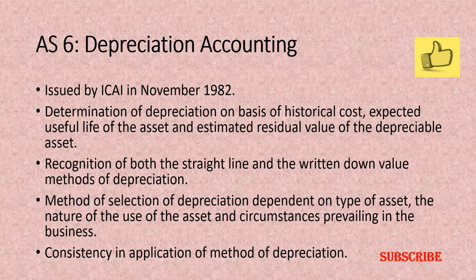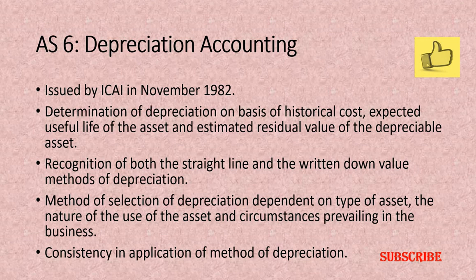Then the expected useful life of the asset means the number of years for which an asset may be used in the organization. The estimated residual value is nothing but the scrap value at the end of the life of the asset, when it is sold after the completion of its life. This standard recognizes the straight line method and written down value method of depreciation. The standard provides for the calculation of depreciation on fixed assets of the cooperative societies.